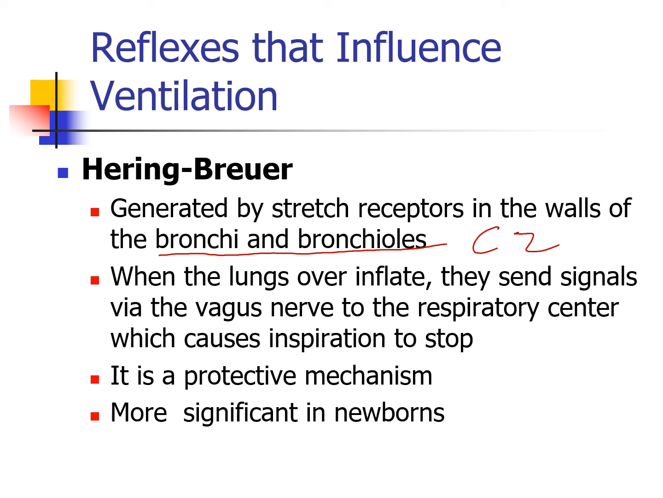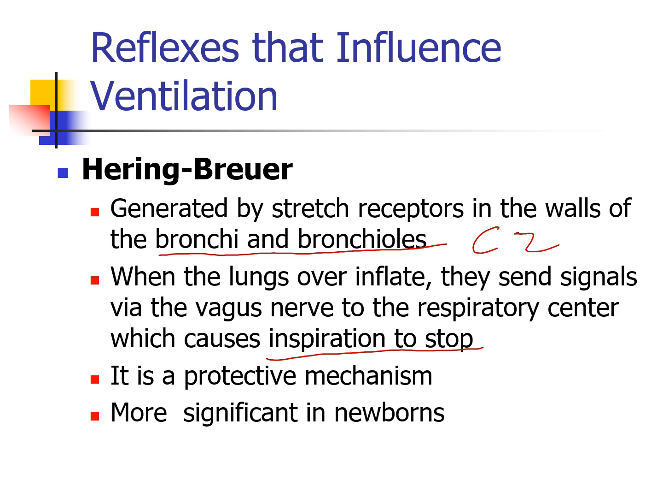So when the lungs are overinflating, they get the signals via the vagus nerve, right? They send afferent signals via the vagus nerve to the respiratory center, which then causes your breathing to stop. Hey, stop. You're taking too big of a breath, right? You're going to pop something. This is just a protective mechanism, so that way you won't pop a lung.